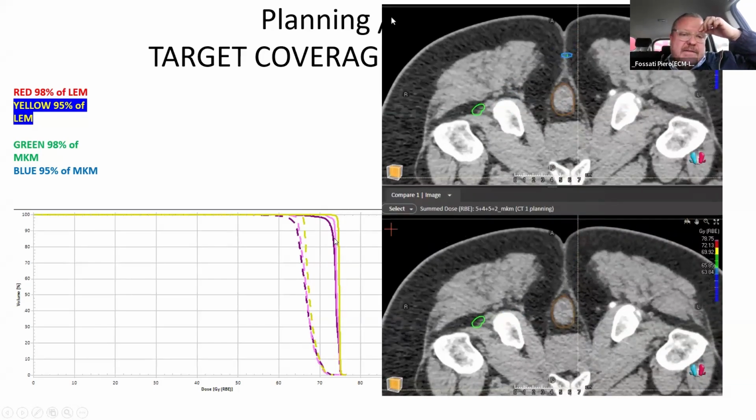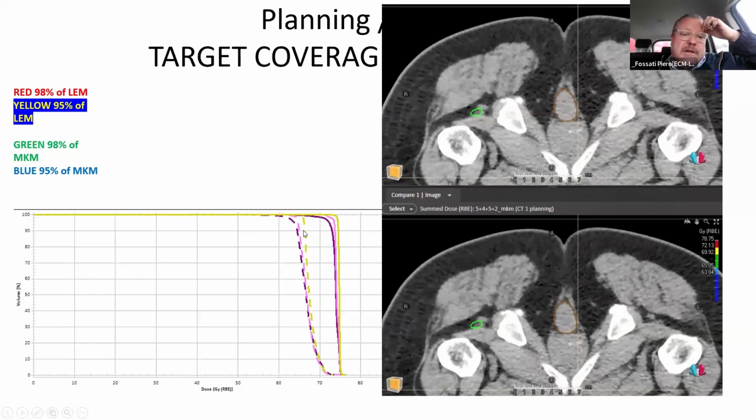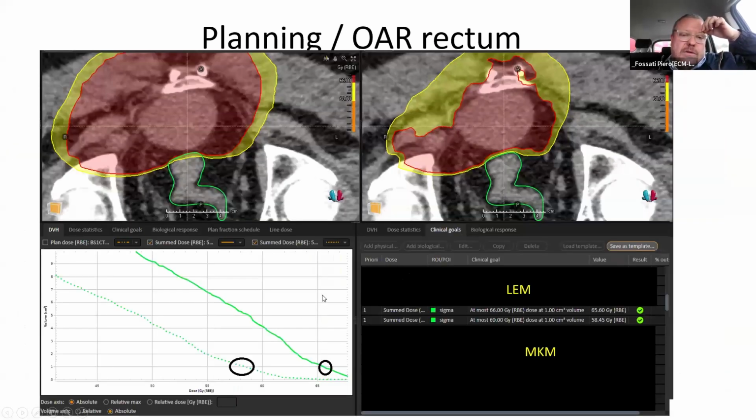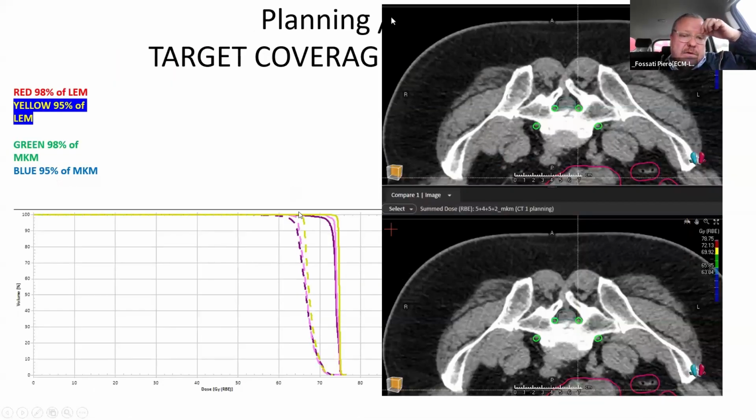There are a lot of plans that deliver a very nice LEM DVH, but we are trying to have also not unacceptable cold and hot spots in the alternative system. And I think this is a somewhat peculiarity of our center, this attention to both the RBE systems together.